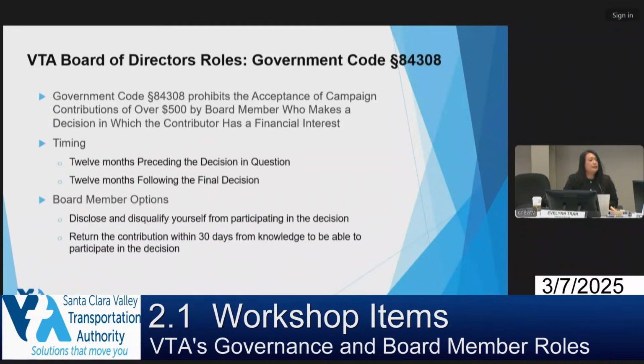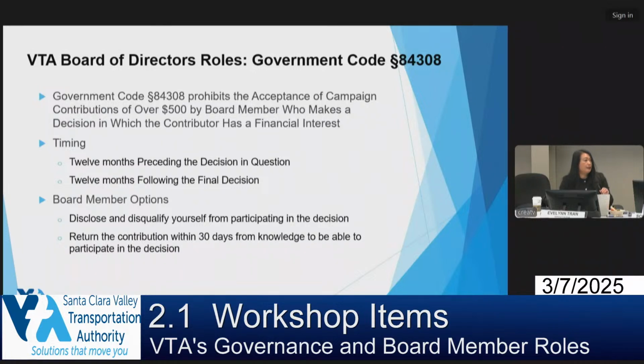Next slide, please. Okay, Government Code 84308. I really flew through this last time, but what is it? It's part of the California Political Reform Act, and it focuses on campaign contributions and their potential influence on decision-making within public agencies. This would apply to contracts that come before the board. So it prohibits government officials from accepting campaign contributions of more than $500 from individuals or entities with a financial interest in the decisions that are made.